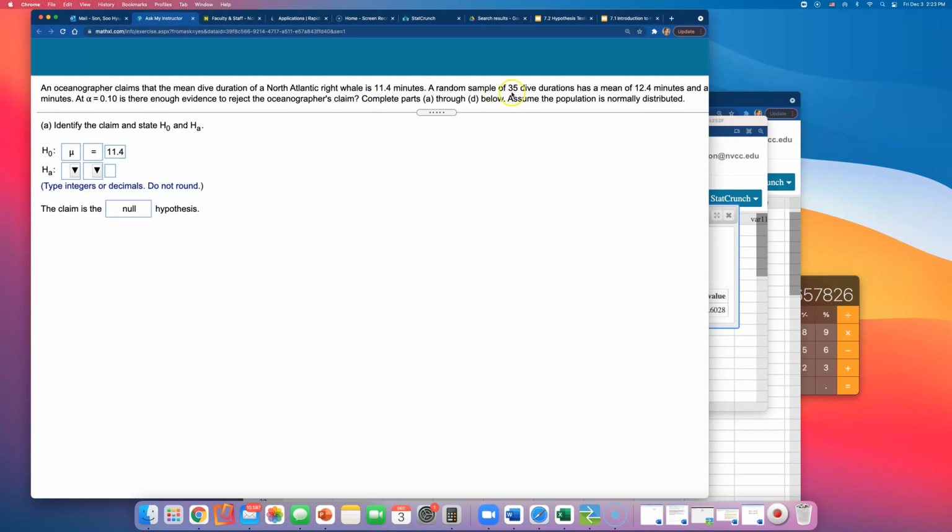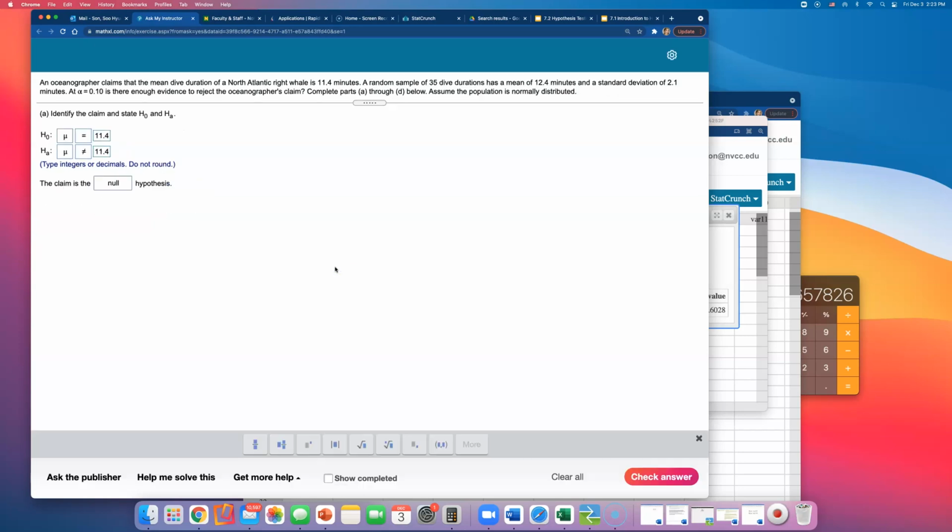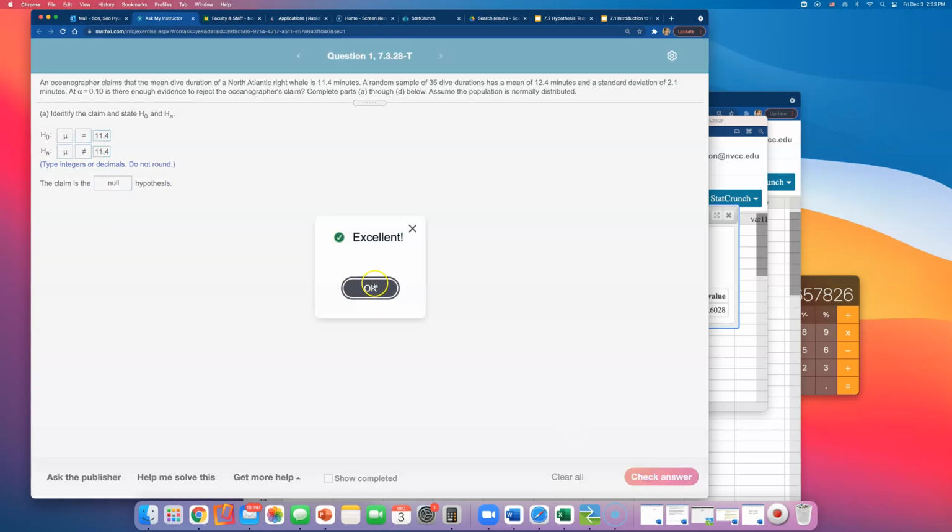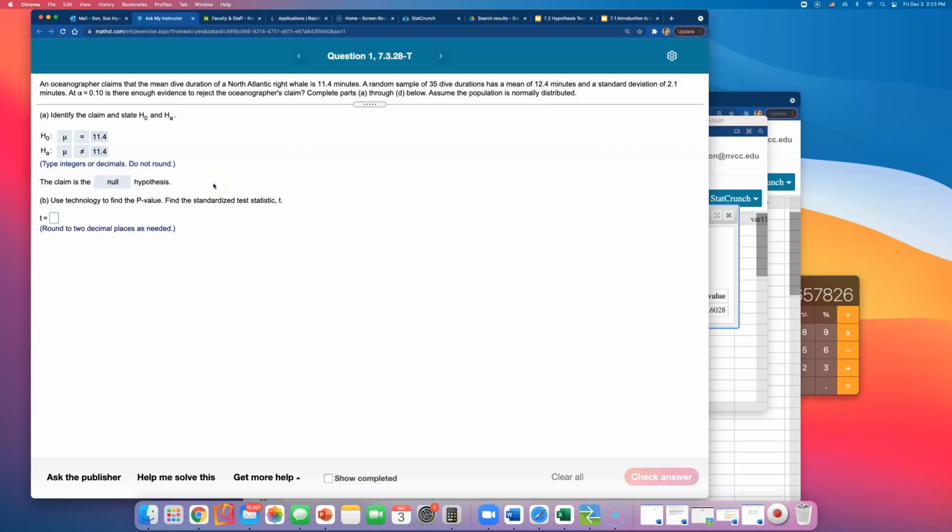A random sample of 35 dive durations has a mean. Oh, all right, sorry. Before I go on, let me just go ahead and write the alternative. What is the opposite or complement of equal to 11.4? It's going to be not equal to 11.4. These are like multiple parts, so I'll just try to do one part at a time. So they want us to use technology to find p-value.